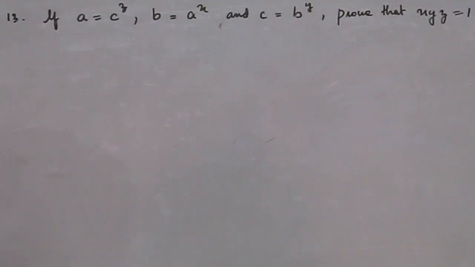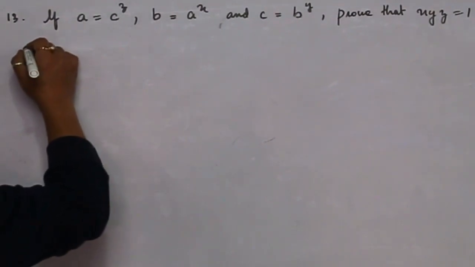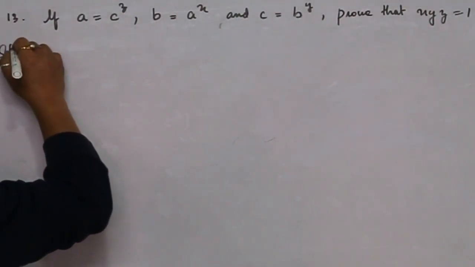Next question, question number 13. If a is equal to c to the power z, b is equal to a to the power x, and c is equal to b to the power y, prove that xyz is equal to 1. So we can write the solution here.